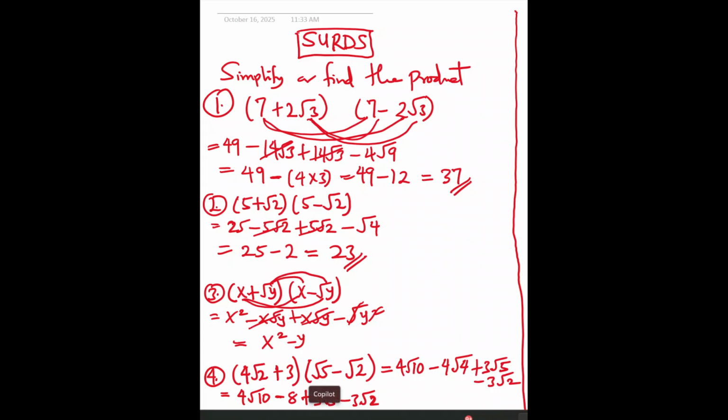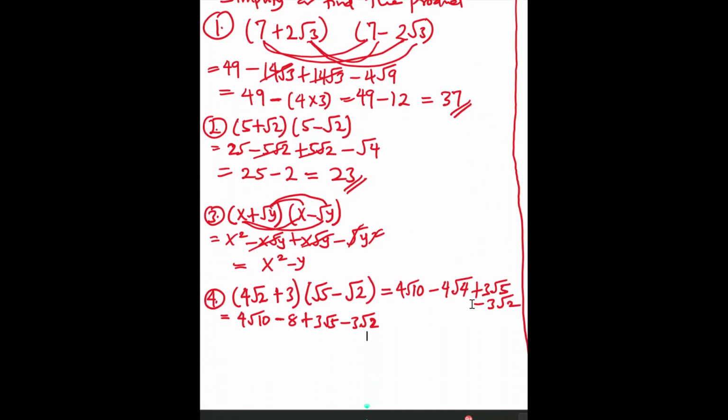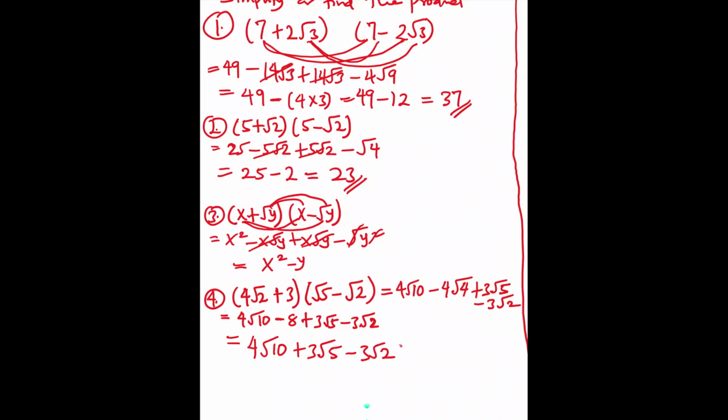So if we're writing out the final answer, this is it, but we can just rewrite it like this as 4 root 10 plus 3 root 5. I want to put all the roots together, minus 3 root 2. Then I bring 8 to the last side, minus 8. So this will be the final answer.